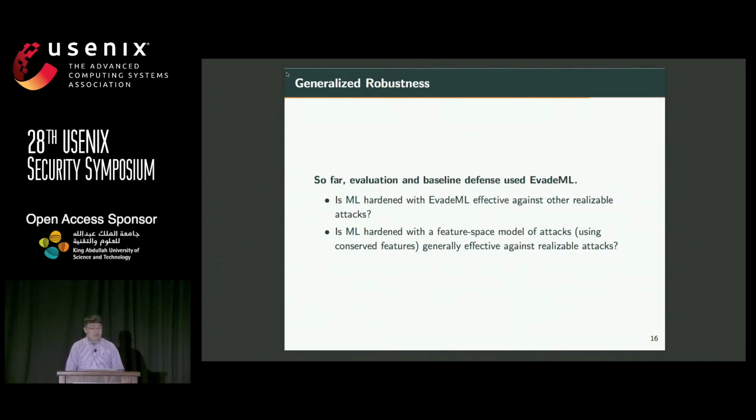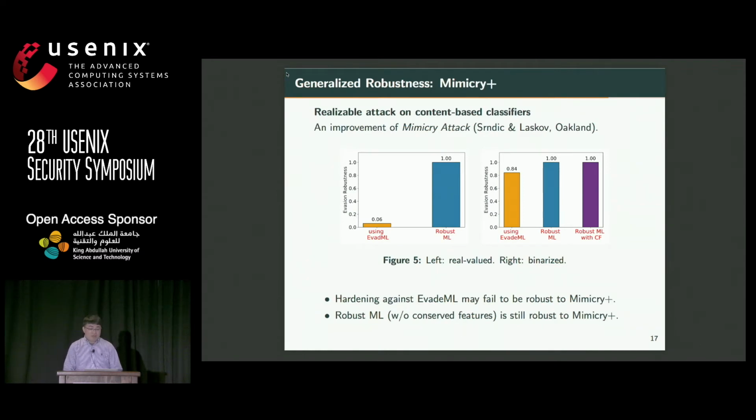We can either retrain with EvadeML, and this classifier is robust to EvadeML itself. And also we can retrain a classifier by using feature space attacks with conserved features. Those two classifiers are comparable, but which is better? So we should evaluate with other realizable attacks. So we use a bunch of other realizable attacks to explore the generalized robustness.